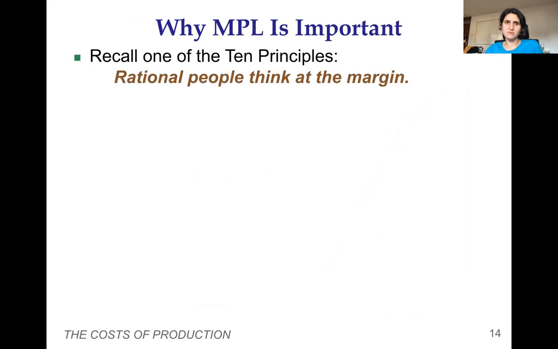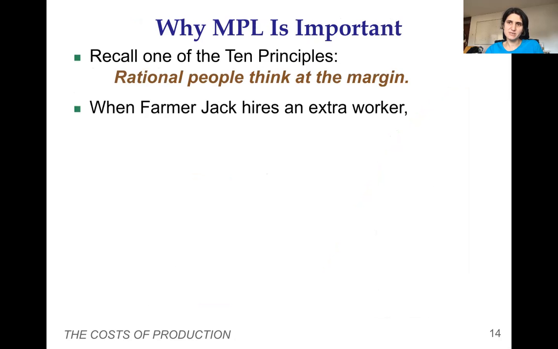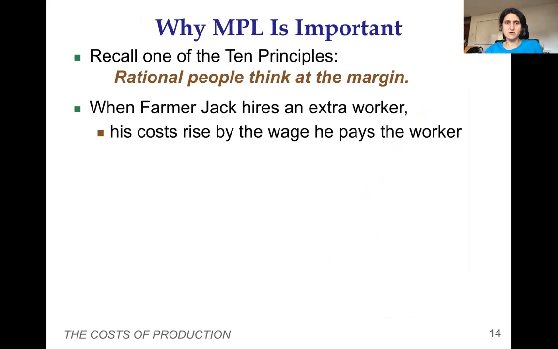Okay, why is marginal product of labor important? Recall one of the 10 principles: rational people think at the margin. Okay, when Farmer Jack hires an extra worker, his costs rise by the wage he pays to the worker, and his output rises by the marginal product of labor.